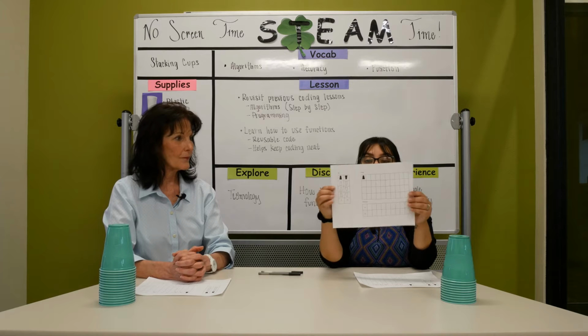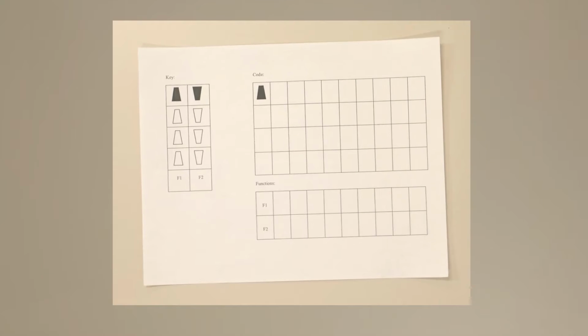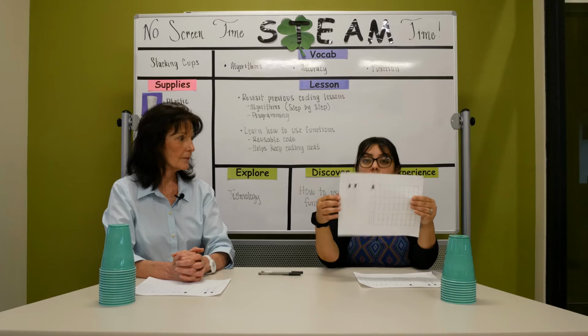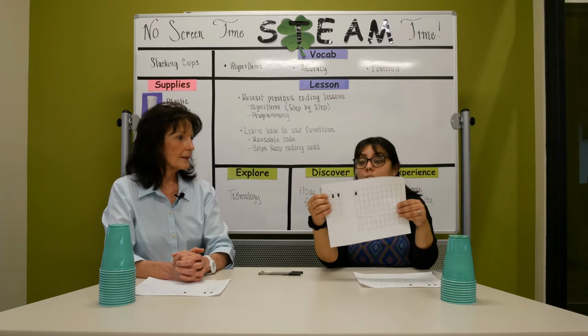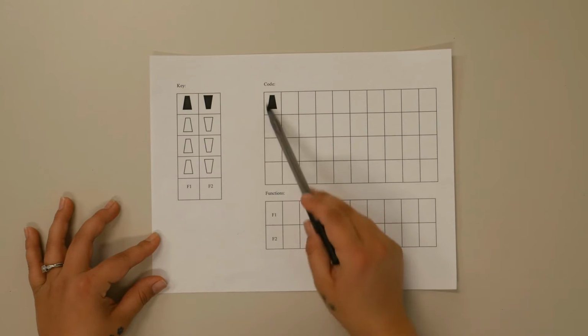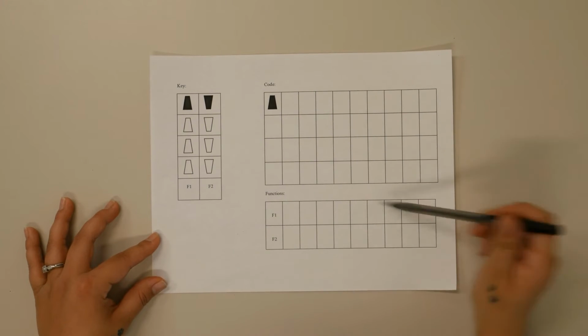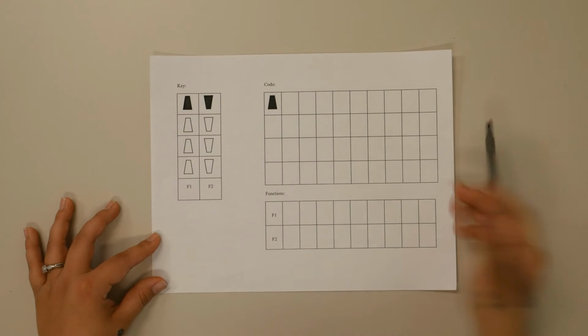As you can see, we kind of made ours where you can have a key and code in your functions, but you don't need to have the table set up. It just makes it easier for us to show you how it's done, okay? So on one side of your paper, you're going to make a key. As you can see, we have a key, an area where you can code, and an area where you can have your functions, okay?